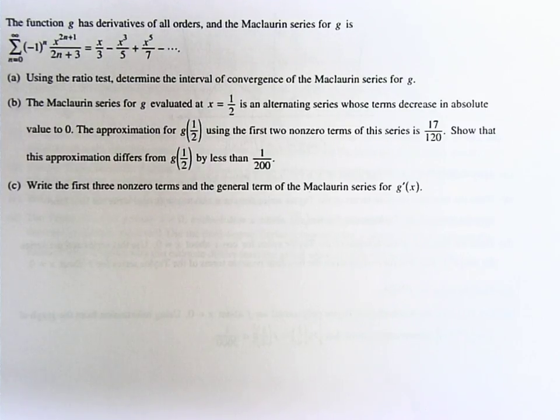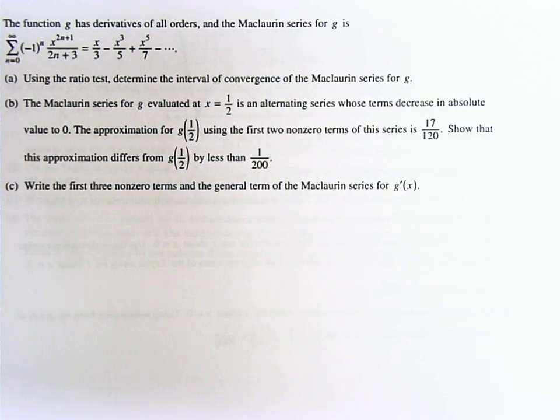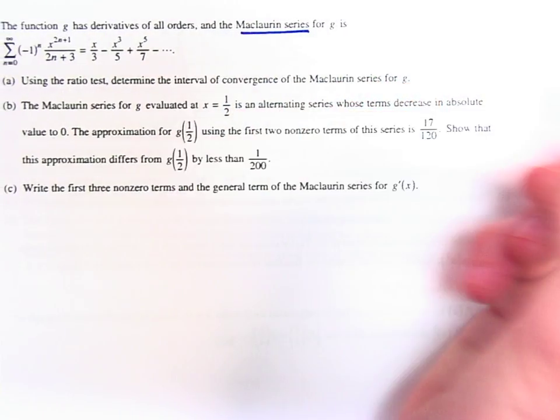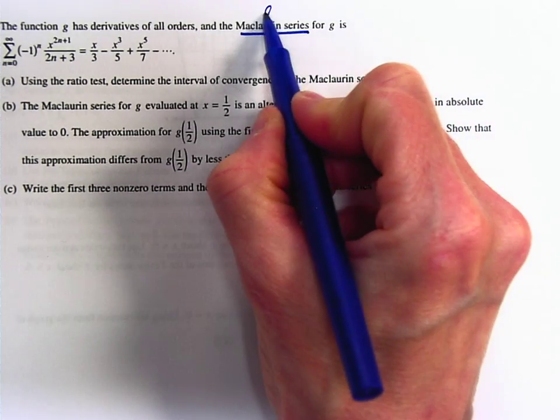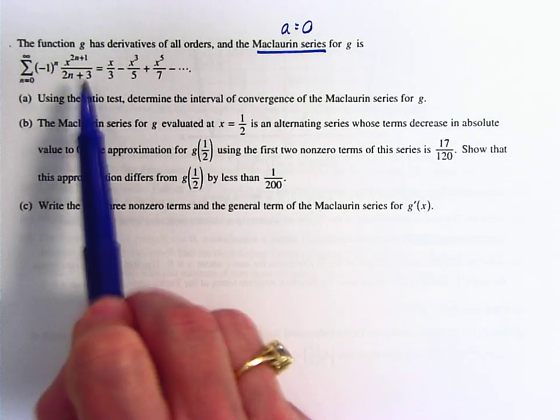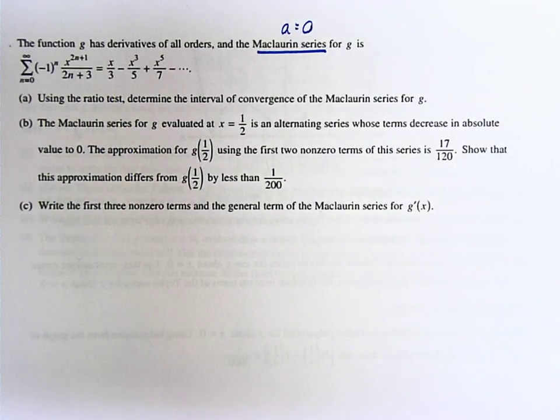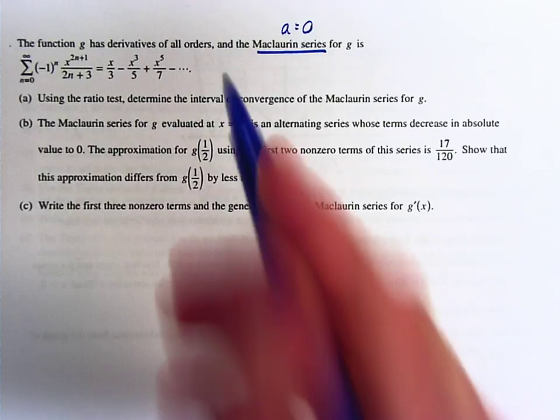Okay, so for this problem, you're given the function g has derivatives of all orders and the Maclaurin series, which means what? No a, or a equals 0. Here is your general term and a few of the first terms. It says use the ratio test, determine the interval of convergence.